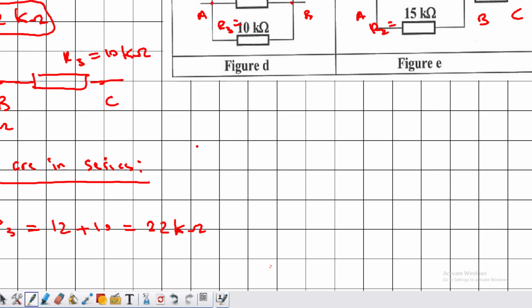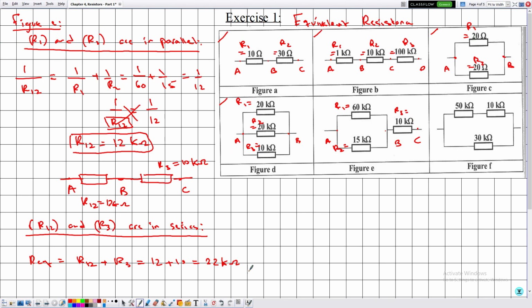Now in this case kilo ohms is not the SI unit of resistance. In order to convert from kilo ohms to ohms, we multiply by 1000. Then 22 multiplied by 1000 is 22,000 ohms. Then R equivalent is 22,000 ohms. And we are done with figure E. Now let's move to the final figure, which is figure F.